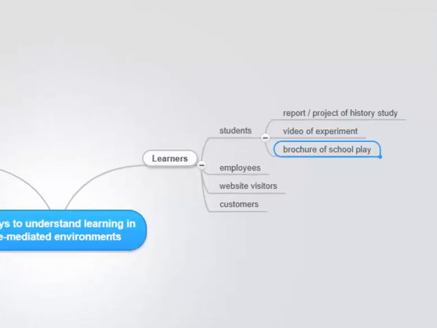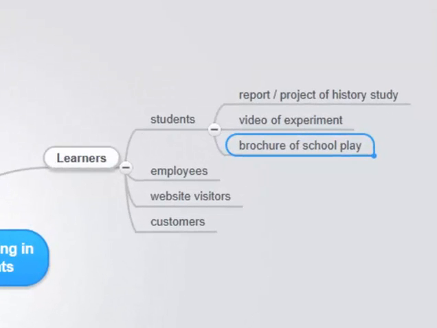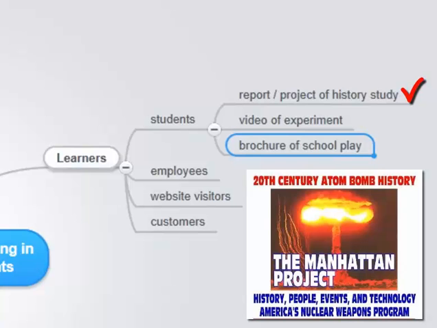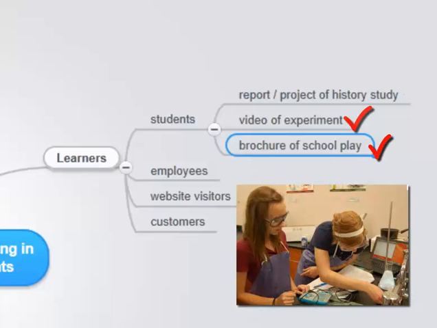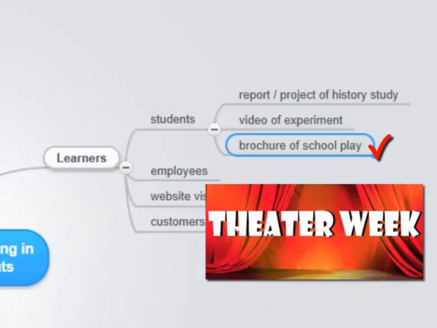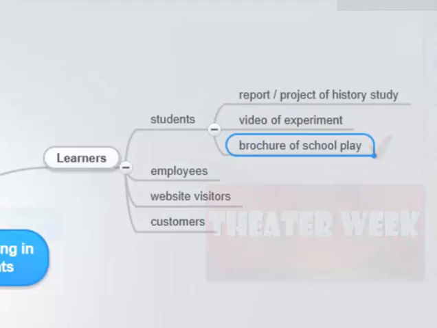If your learners are students, the evidence of performance might be something like a report that they turn in about a history study, or it might be a YouTube video of an experiment that they conducted, or maybe they're making a brochure to announce the school play.